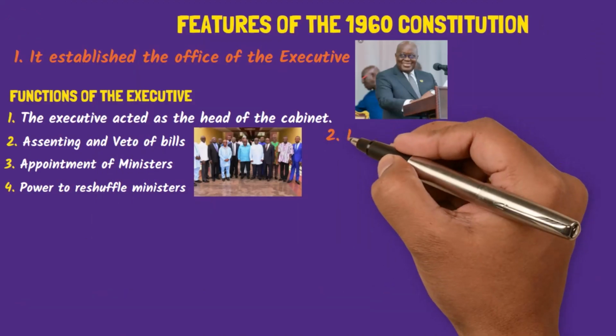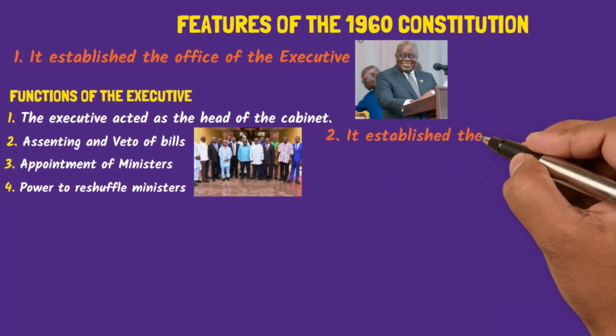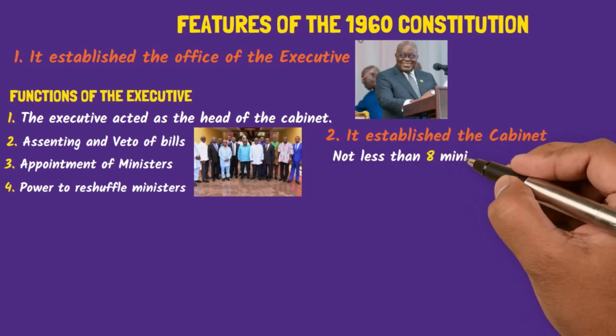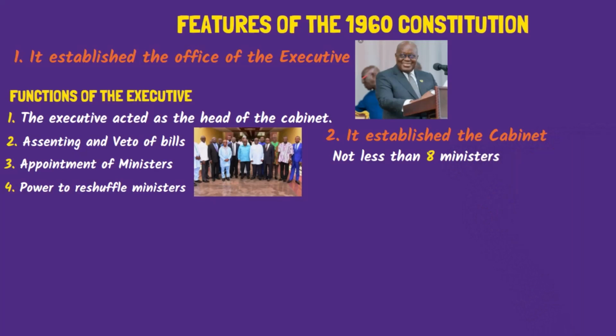Now the next feature of the 1960 Constitution was the provision of a cabinet. The Constitution provided for the establishment of a cabinet, consisting of not less than 8 ministers, who were to be appointed by the president from the National Assembly. The cabinet was in charge of directing and controlling the day-to-day administration of the state, and was also empowered with general direction and control of government administration. The cabinet was chaired by the president, who presided over its deliberations.